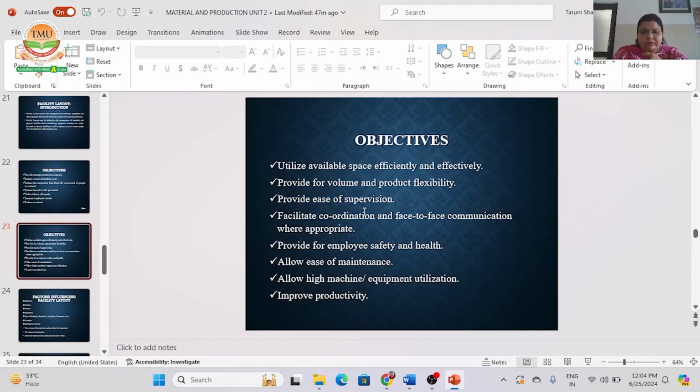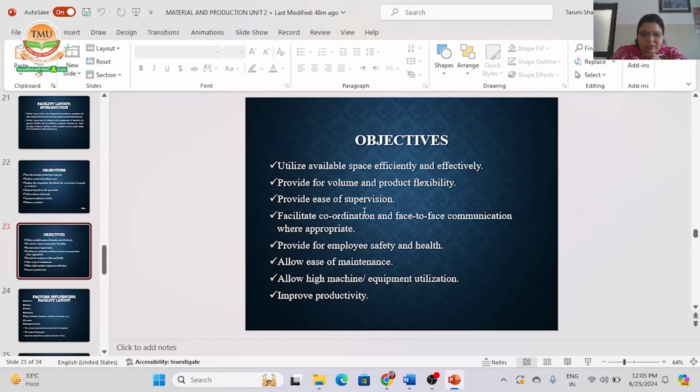Provide for employees' safety and health. When we arrange things in a proper manner, with a proper layout of each and every unit, the employees should be safe, and they can be more healthy, because if the things are not arranged, they will go for overtime. And overtime can damage or impact the employees' health. So employee health is also a very important concern for every production unit.